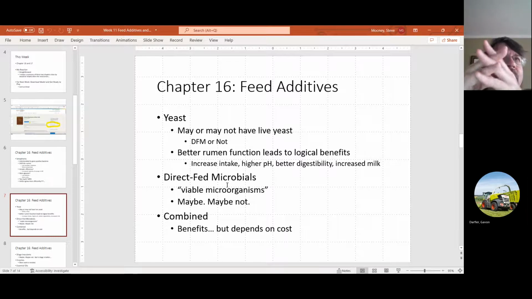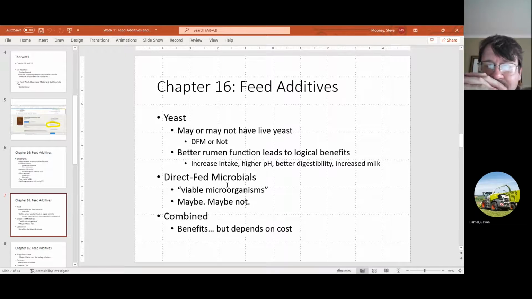Direct fed microbials other than yeast: getting them in the rumen and seeing if they live and then make a difference. They have to compete with all the microbes in there. So the question is, can they stay alive long enough to benefit, but die enough that you have to continue to feed? That's what they're hoping for, like the yeast competes for about a day or so, and then you have to re-inoculate.